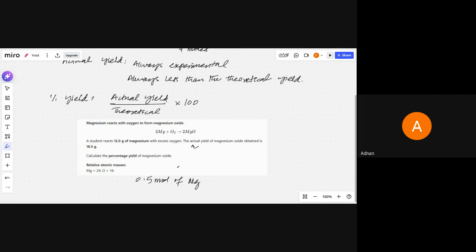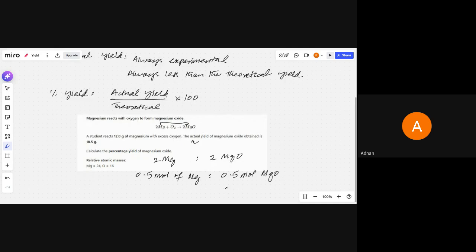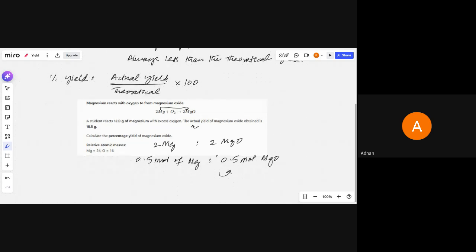Now I'm going to check what the theoretical yield will be. How do I calculate the theoretical yield? I can see that the mole ratio is 2 to 1 to 1, or 2 to 2. So 2 moles of magnesium react with excess oxygen and produce 2 moles of magnesium oxide. So if I have 0.5 moles of magnesium, 0.5 moles of magnesium oxide will also be produced. You just have to cross multiply: 0.5 times 2 divided by 2, you get 0.5 moles of magnesium oxide. So this is my theoretical yield.